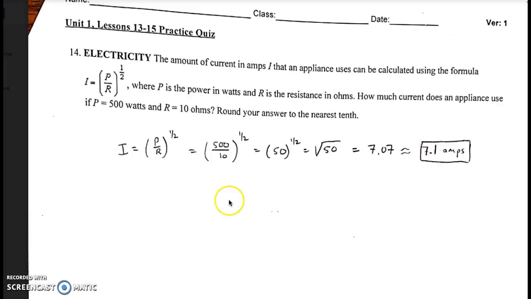Okay, that's the whole practice quiz for Unit 1, Lessons 13 through 15.